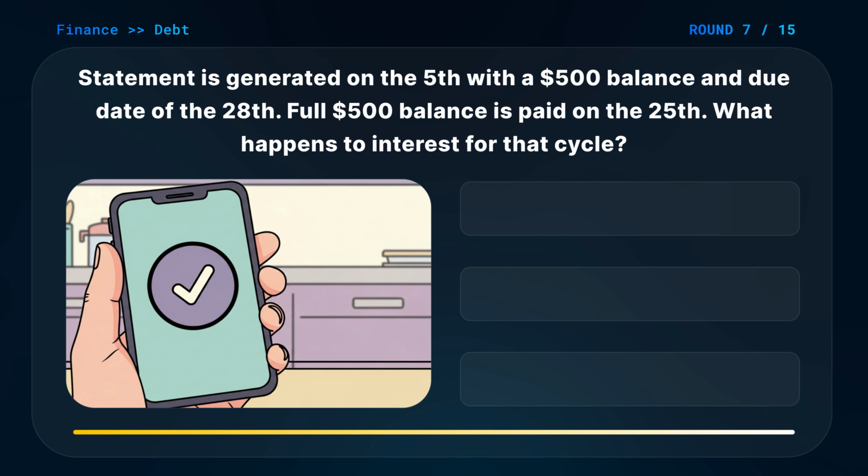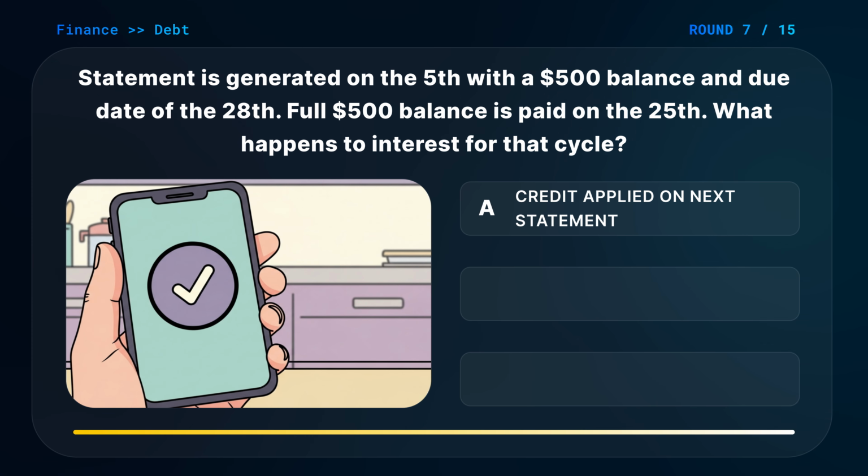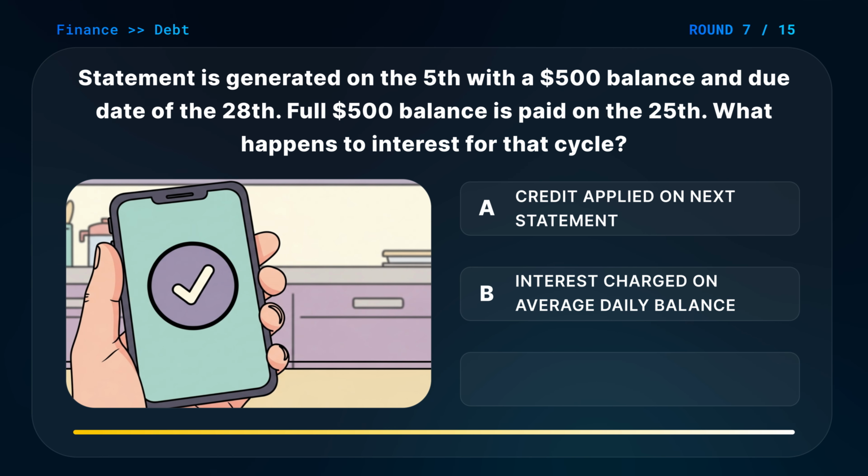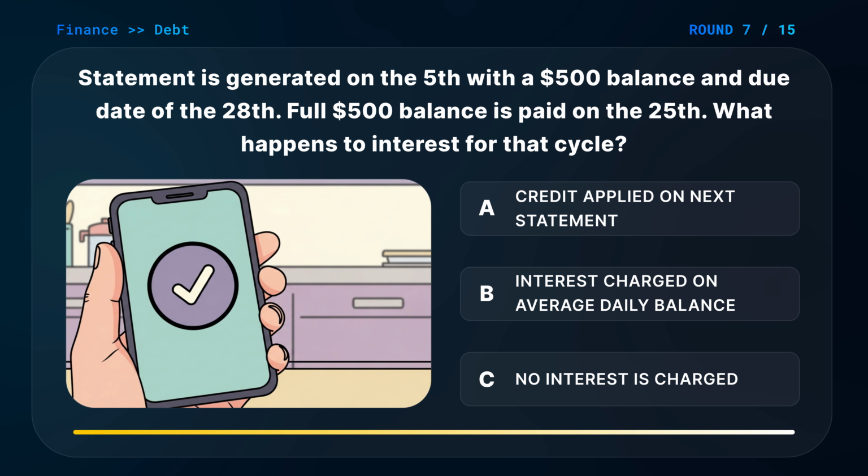Quick one. Your credit card statement is generated on the 5th with a $500 balance and a due date of the 28th. You pay the full $500 balance on the 25th. What happens to the interest for that billing cycle's purchases? A. A credit for the interest is applied on your next statement. B. Interest is charged on the average daily balance from the 5th to the 25th. Or C. No interest is charged.